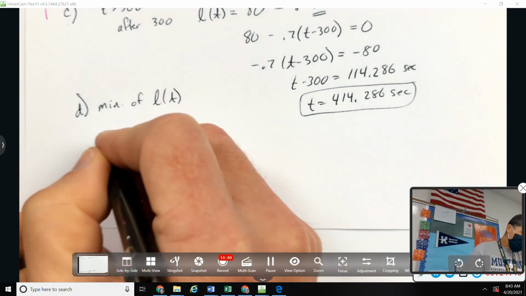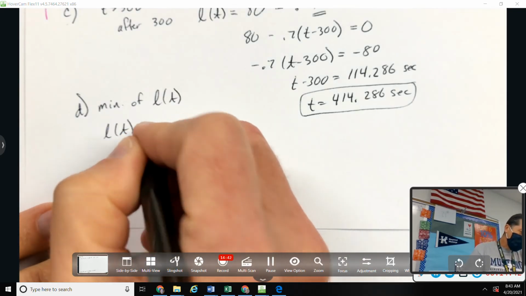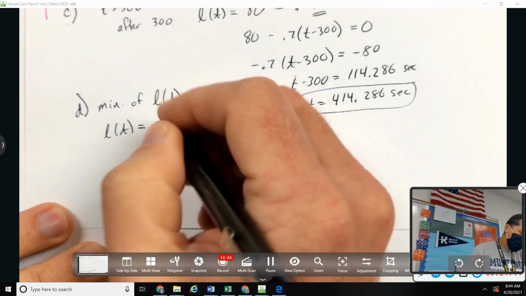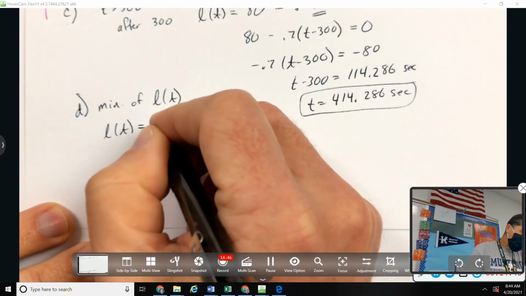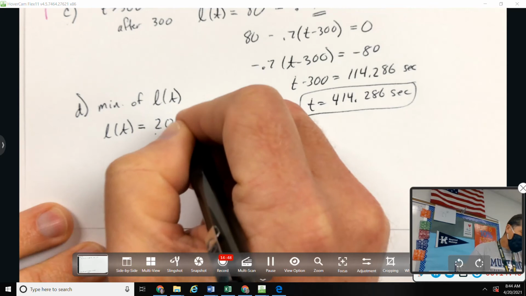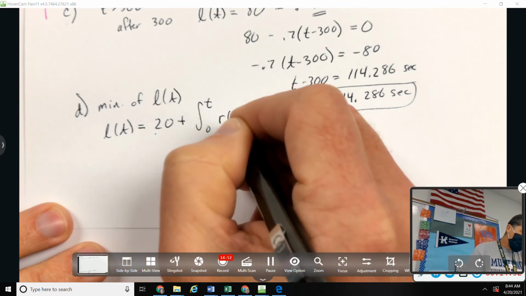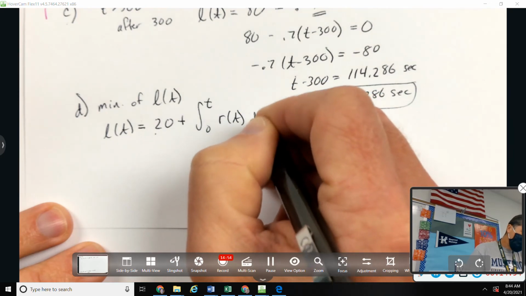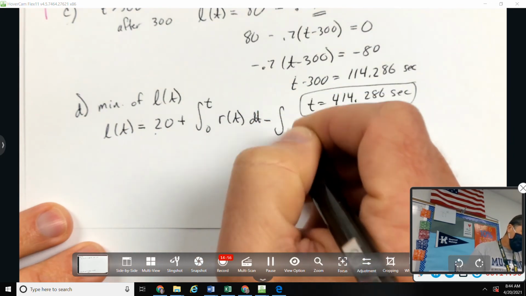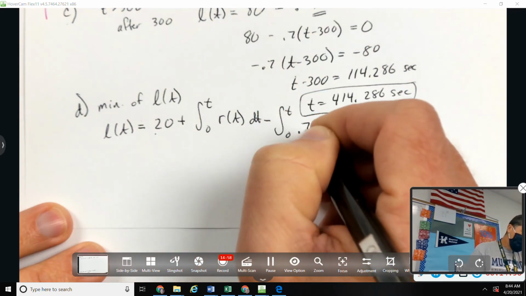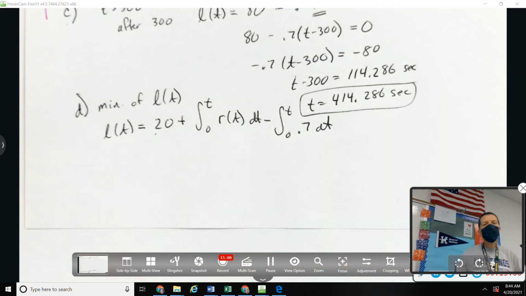So L of t, I think we said this already somewhere, was, we started at 20, plus the integral from 0 to t of r of t, minus the integral from 0 to t of 0.7 dt. That's L of t. How many people are on at any given time?